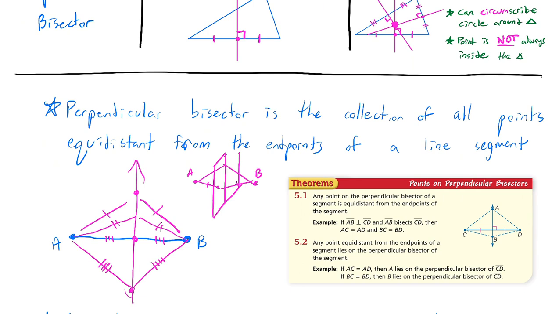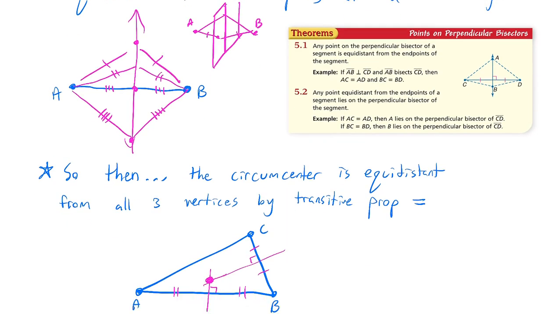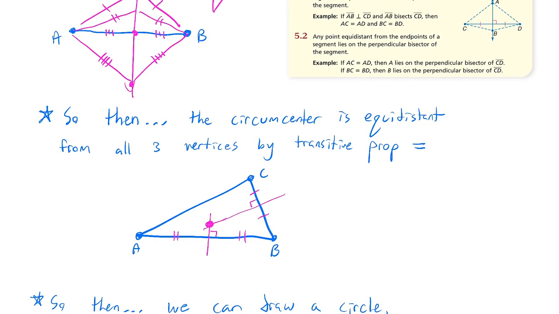So that's why I just mentioned in 2D space, all the points are equally distant from A and B on that plane. Okay, so if every point on the perpendicular bisector is equally distant from A and B, then where 2 perpendicular bisectors meet, if this point is on this perpendicular bisector, it's equally distant from A and B.